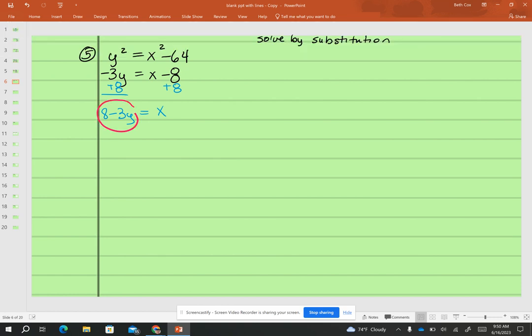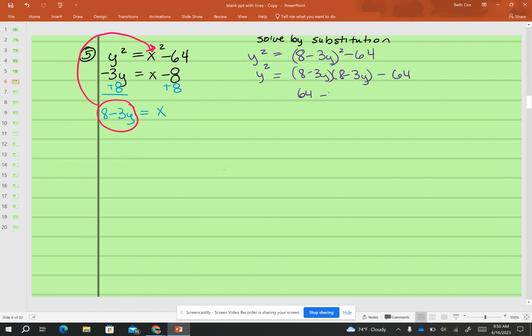I'm going to take this, and I'm going to plug it in for x. So there we go. That's what we're going to do. Let's do it. That gives me y squared is equal to (8 minus 3y) squared minus 64. This requires a FOIL. It's going to give me 64. Excuse me. Let's watch my signs. It's the error I made before. 64 minus 24y minus 24y again plus 9y squared minus 64 is equal to y squared.